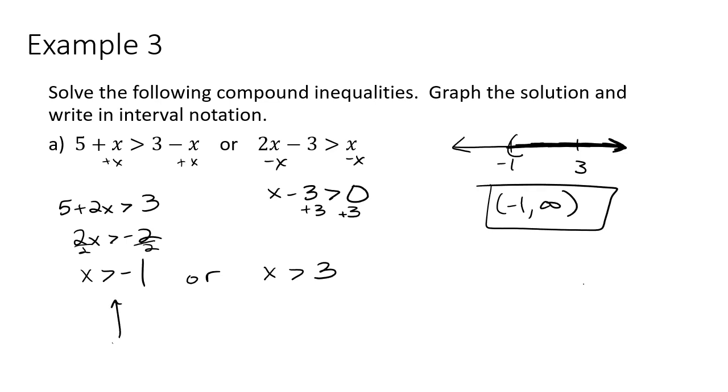Essentially, anything that satisfies this inequality, something that is bigger than 3, automatically satisfies this one as well. And so we got a bit of overlap between the two.